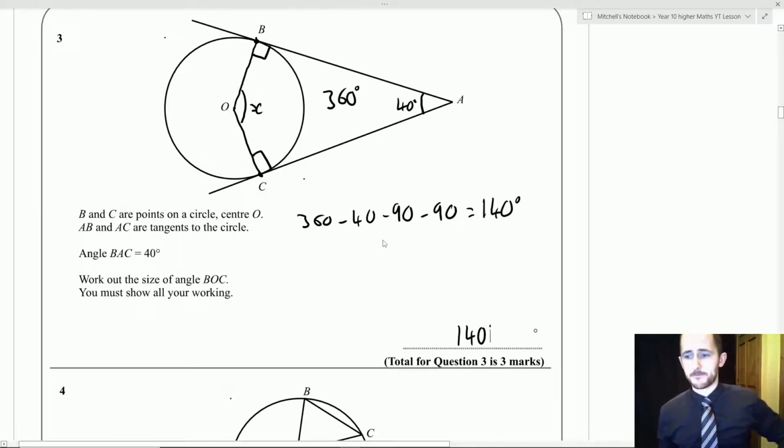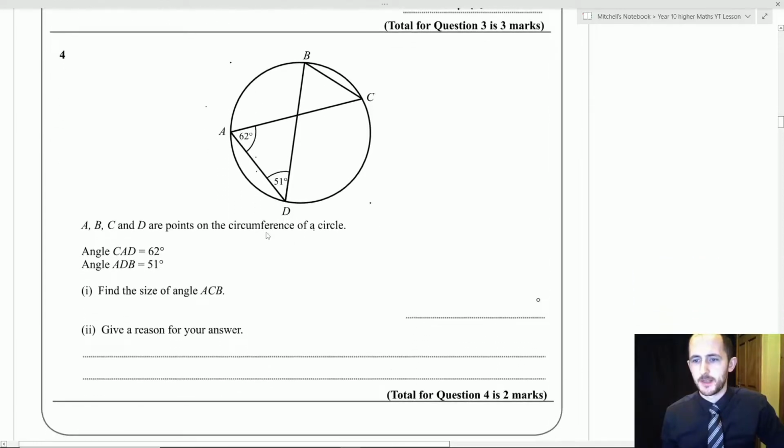Okay, perfect. So next question. This is where things get a bit trickier. Because, I mean, look at this. Look, this looks crazy, right? It looks really, really weird. So A, B, C, D are points on the circumference of a circle. And angle CAD is 62. Angle ADB is 51. Find out the angle ACB. So ACB is this angle here.